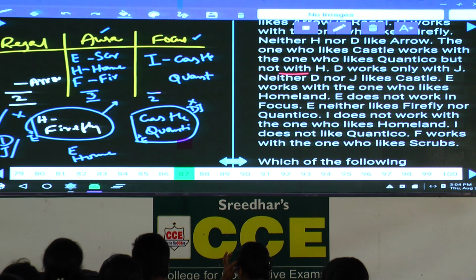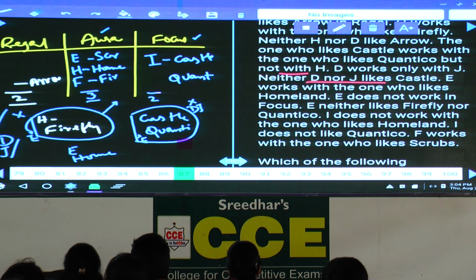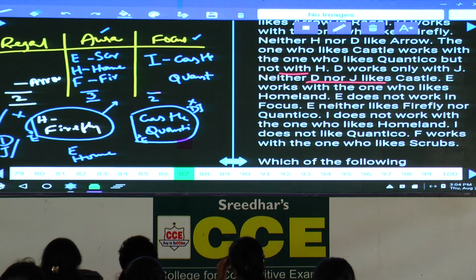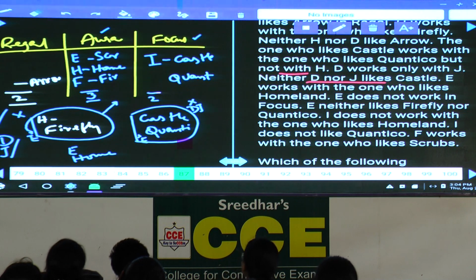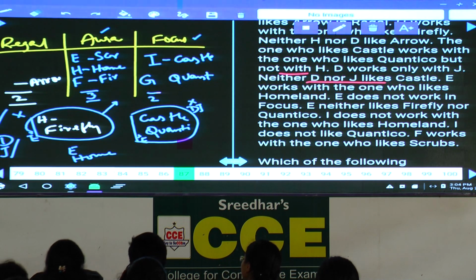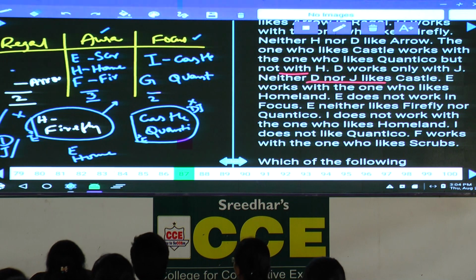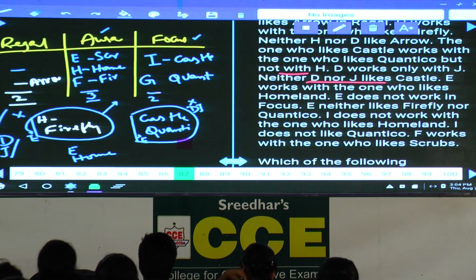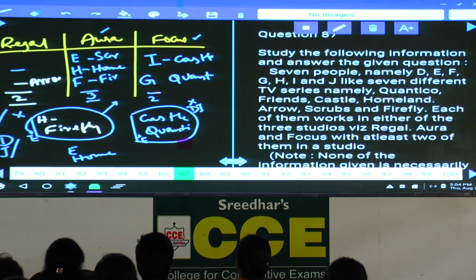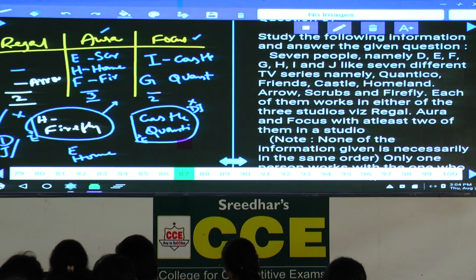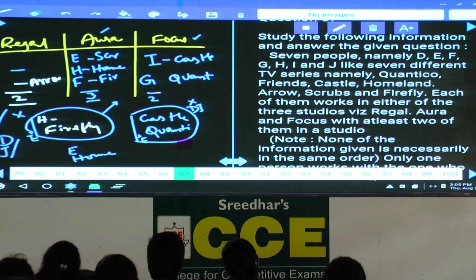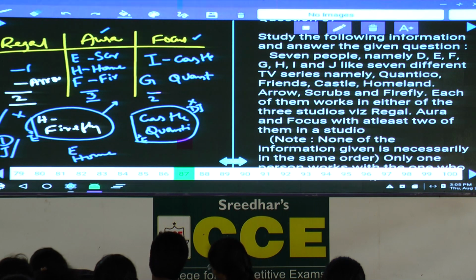Then any information regarding D and J? Neither D nor J likes Casual. As neither D nor J likes Casual, that is completely ruled out. Then who is the other person left over here? G. Hence G must be here. G and this one, Arrow is here. If Arrow is here, then what is the other thing left over here? Arrow and Firefly, and this person must be Friends.